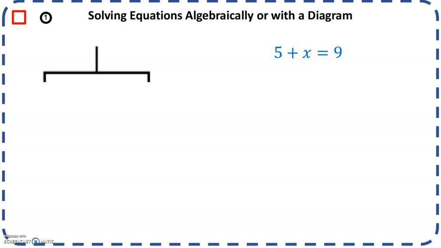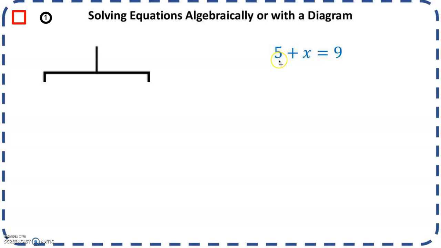Hello again. Now I'm going to show you how to solve equations both algebraically or with the mobile or diagram that we practiced with before. So when I look at my equation, 5 plus a number x is equal to 9, I know that I need to solve for my missing variable x, keeping in mind that whatever is on the left side of my equation will be represented on the left side of my mobile, and whatever is on the right side of my equation will be represented on the right side.